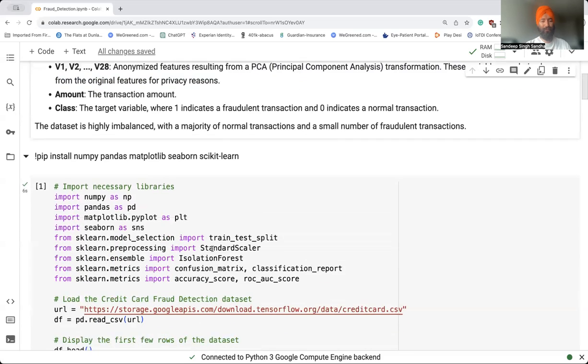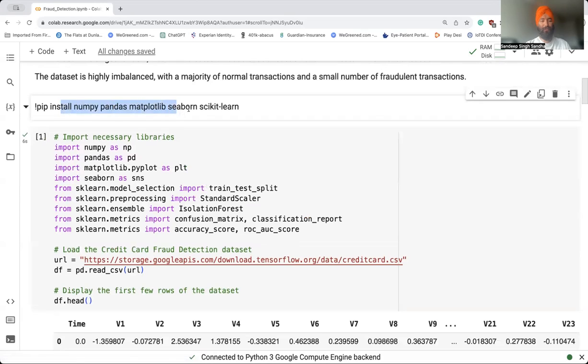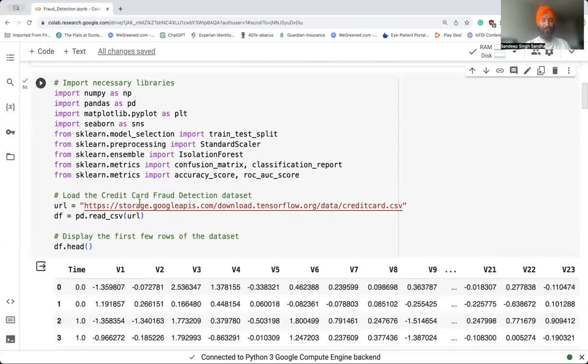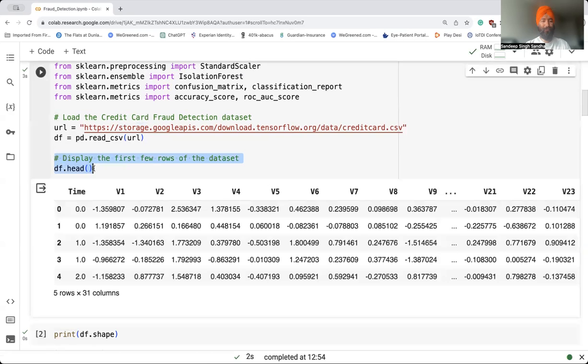of such an algorithm. First, if you have not installed many of these libraries, you can install them in your local notebook. I'll also share this notebook link so you can directly run it online. We will load the data set and let us look into the data set and see what the data looks like. We are loading it with a Pandas data frame.